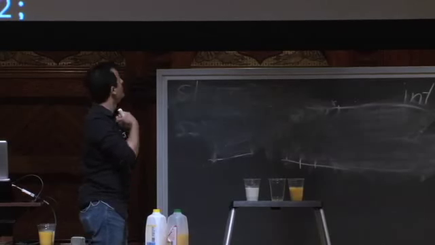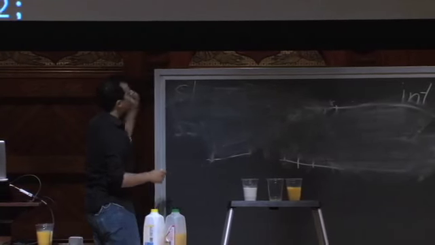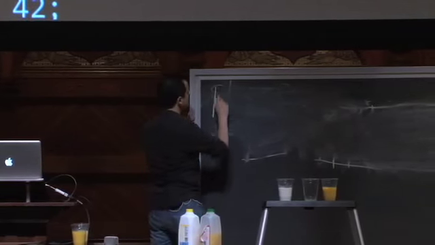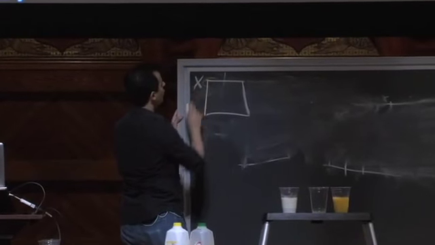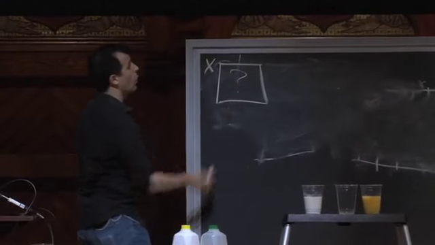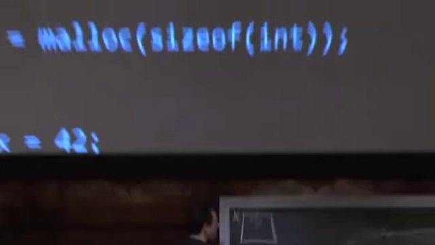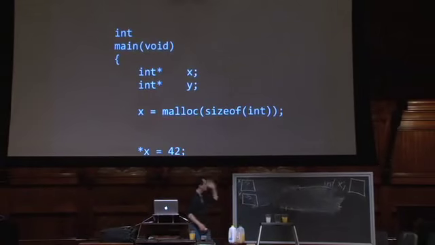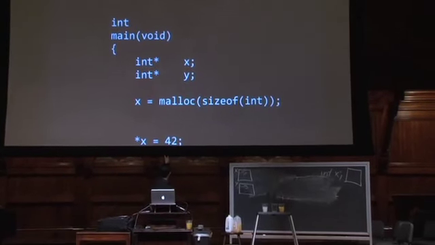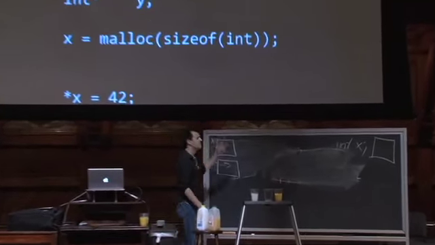All right. So what's going on? When I declare int star x, that's essentially like saying give me a pointer, call it x, and I don't know what's there. So it's some garbage value, question mark. Then I do the same thing. Give me a pointer, call it y. It's going to be the same size, but a different chunk of memory, question mark, because I don't know what it is. Now, x gets malloc size of int.